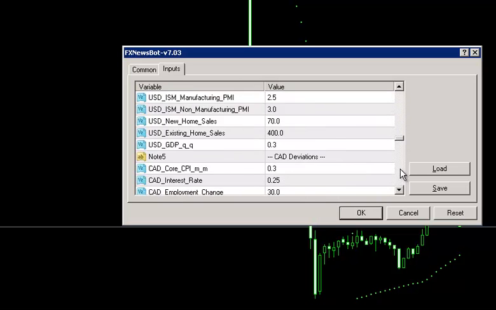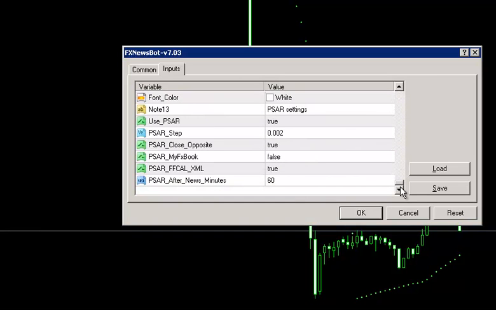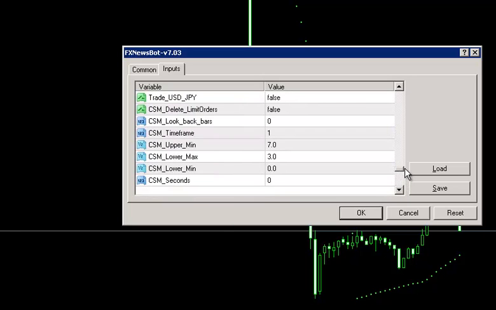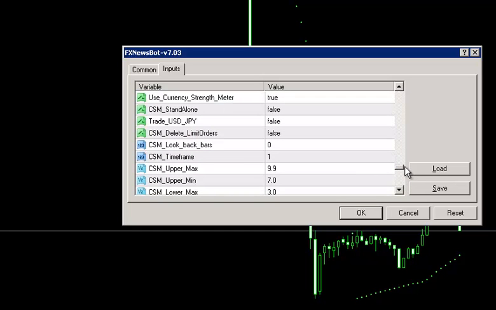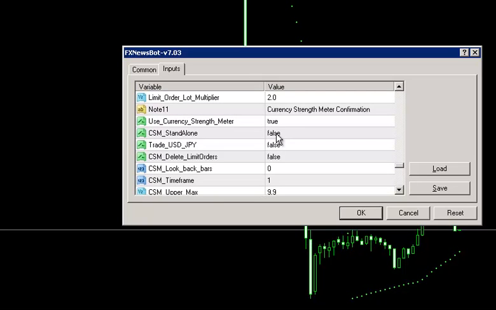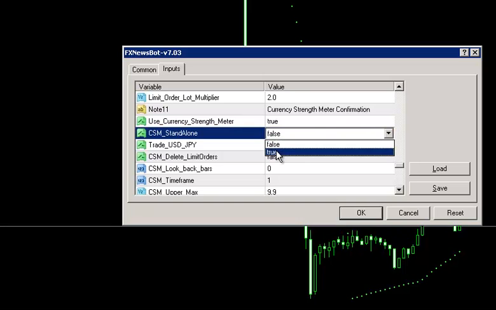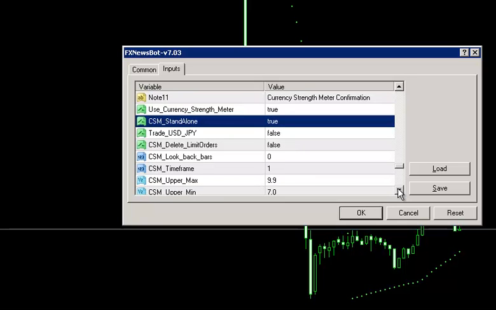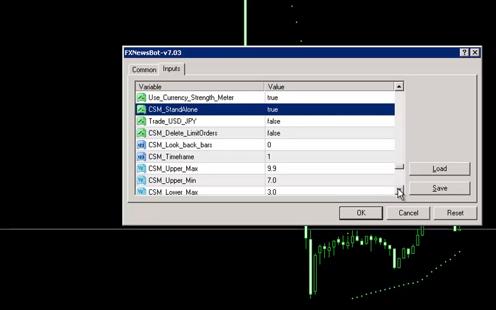Say you don't want to use the calendar, and you just want to trade based on the currency strength and weaknesses, or you just want to trade the PSAR dots. There is a mode in here called CSM. This is currency strength meter standalone mode. If you have that on true, I explain how this works in the manual, how it figures out a currency strength or weakness.